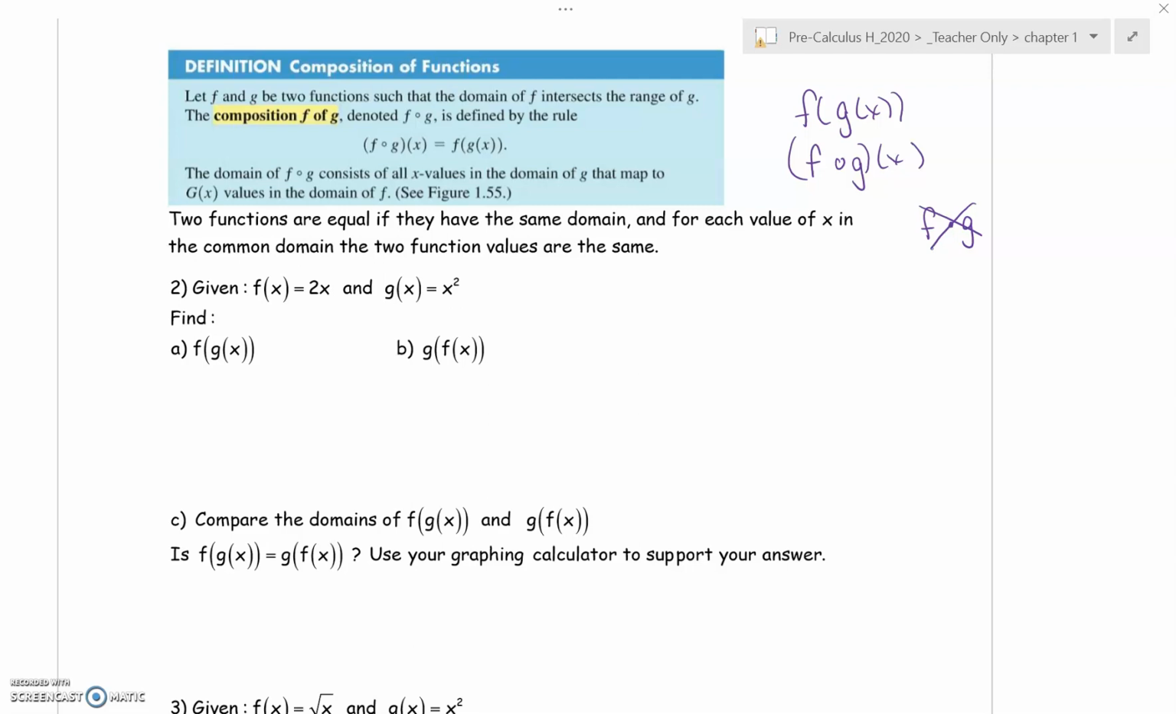They both have, f and g both have a domain of all real numbers. And let's go ahead and find f of g of x and g of f of x. So go ahead and pause the video and find each. Okay, let's see how you did.